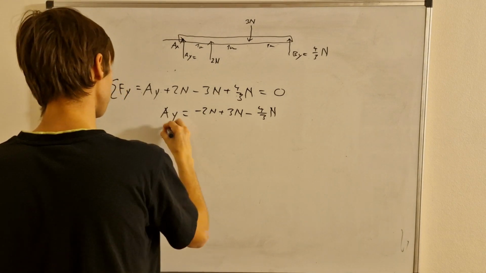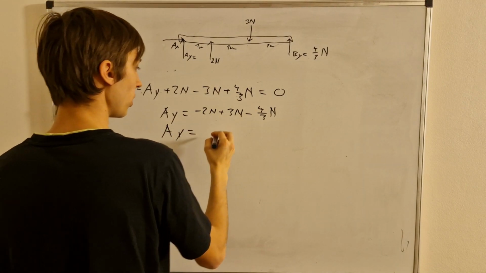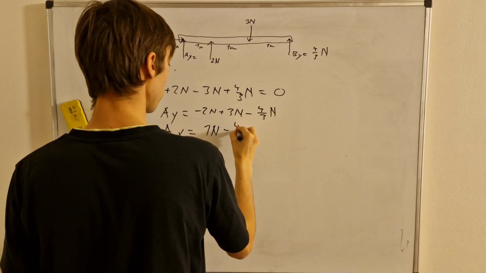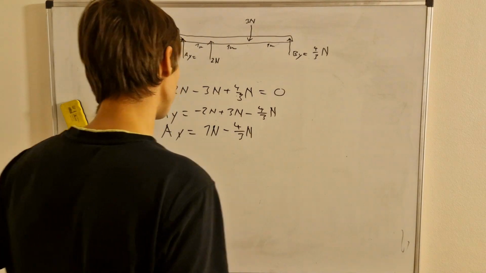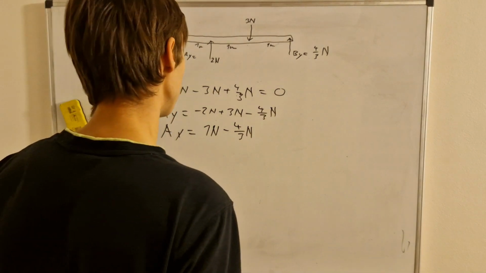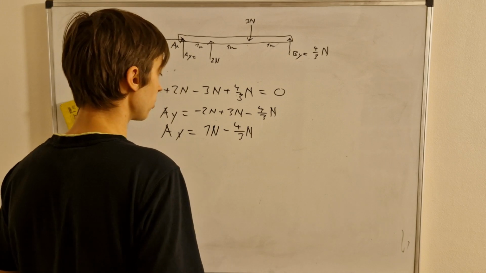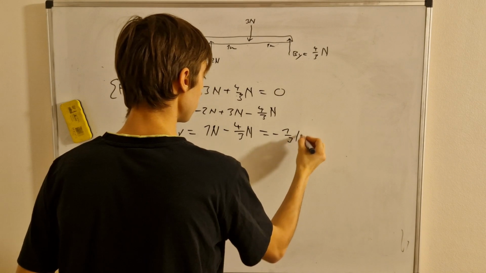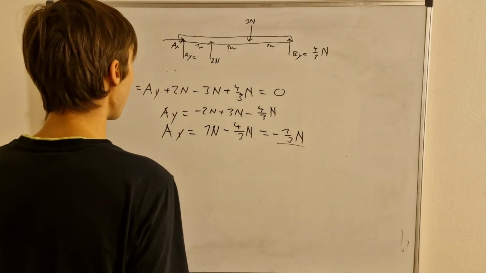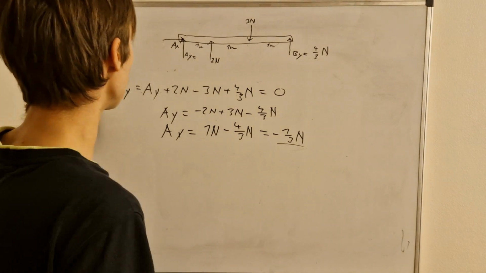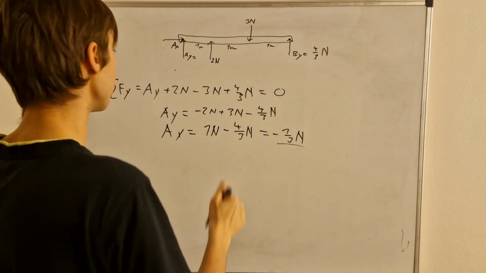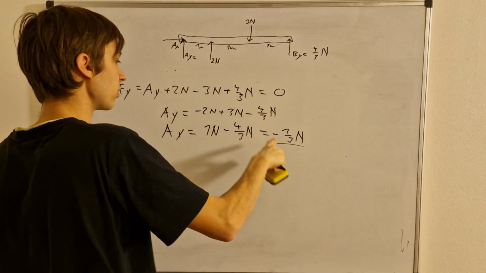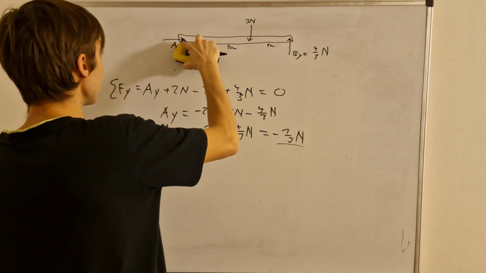So what I have from this is Ay equals 1 newton minus 4 over 3 newtons, which is like 4 over 4 newtons minus 3 over 3 newtons minus 4 over 3 newtons, and that's minus 1 over 3 newtons. So that means that Ay, the direction I wrote here, is wrong, and I can write this as minus 1 over 3 newtons and have the arrow up, or I can switch the arrow and write a positive variant of this.